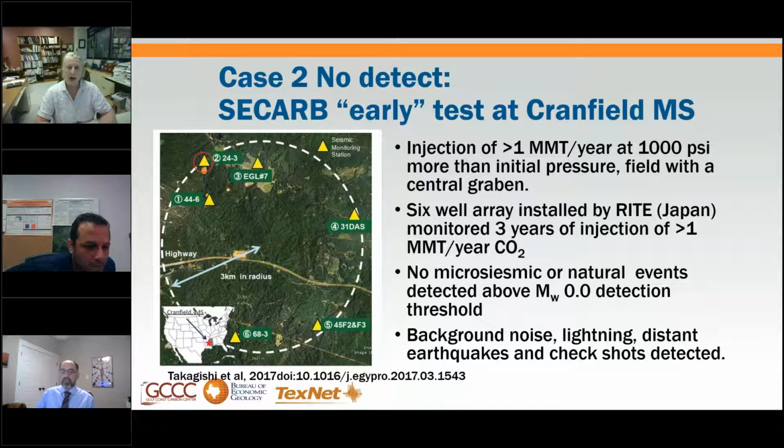They placed their high-end seismometers at 100 meters depth, and the young researcher who was doing this was very disappointed not to be able to measure anything. The instruments were working correctly. We saw natural events. We saw check shots, and she deduced the sensitivity was about 0.